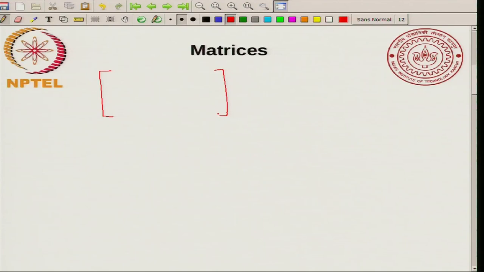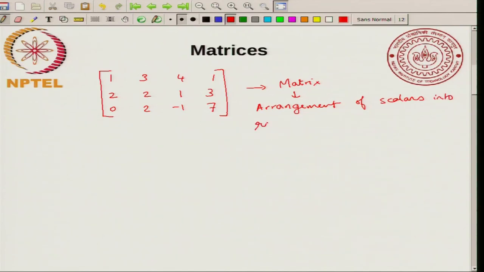For example, you could have a matrix like 1, 3, 4, 1, 2, 2, 1, 3, 0, 2, minus 1, 7. This is an arrangement of scalars, and this is referred to as a matrix. So we can say that a matrix is an arrangement of scalars into rows and columns. A matrix has to be in general a rectangular object.